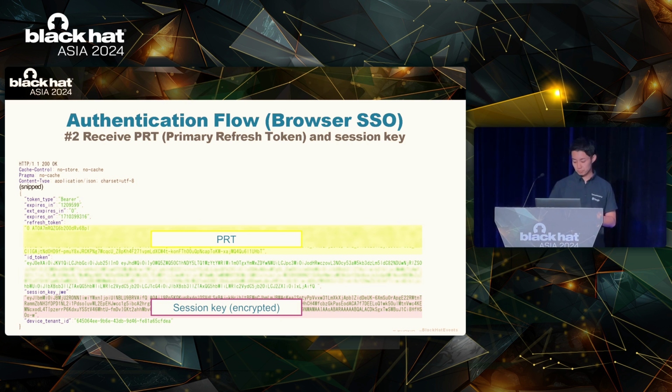The primary refresh token can be used for single sign-on access to, for example, Teams or SharePoint or Outlook or whatever. But just sending the PRT is not enough for single sign-on. You need to use the session key as well. But in the response, the session key is encrypted, actually. And to use the session key, the device decrypts the encrypted session key with the transport key.